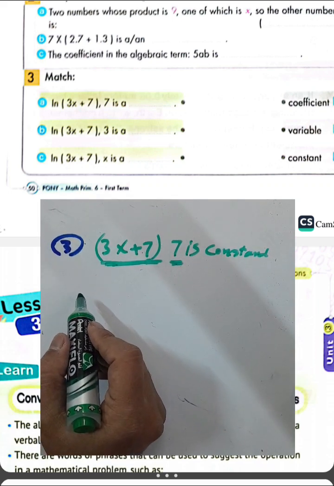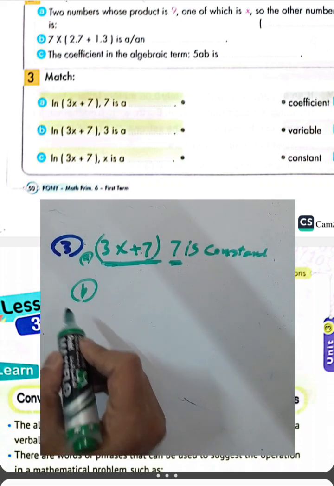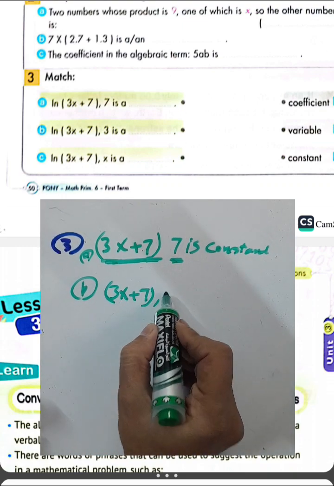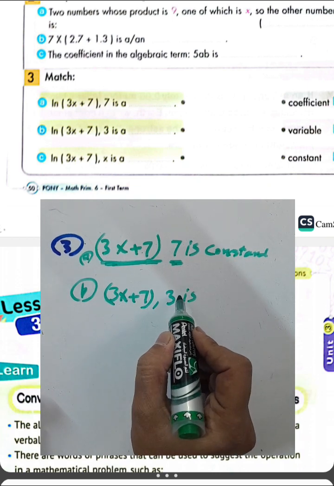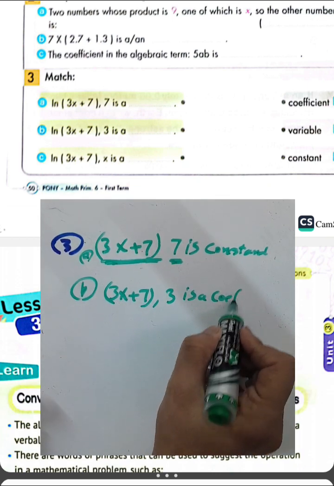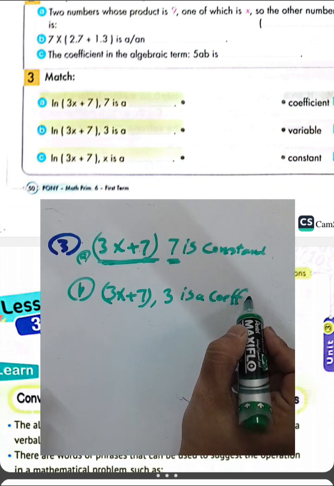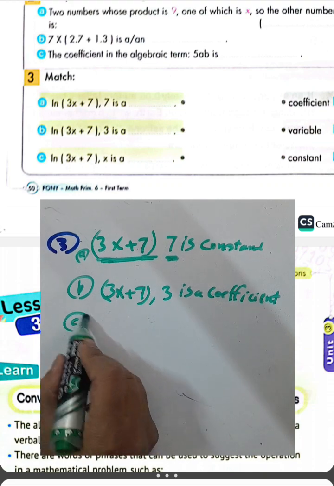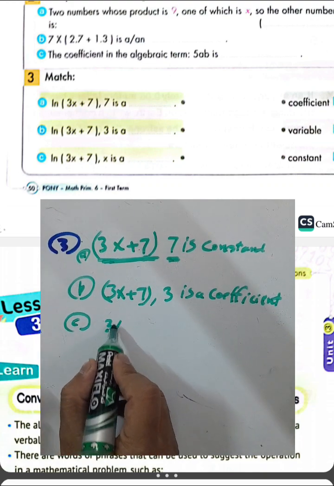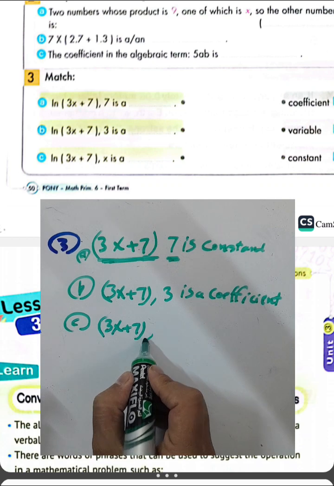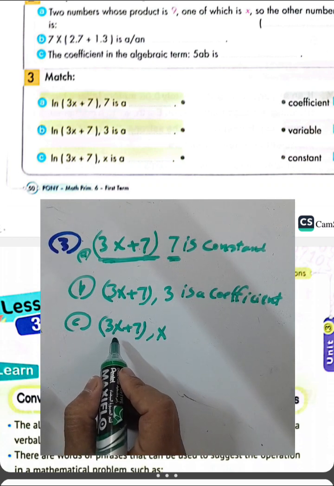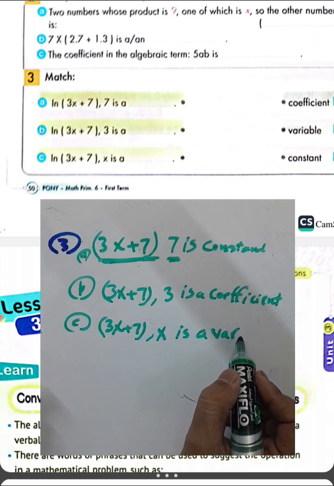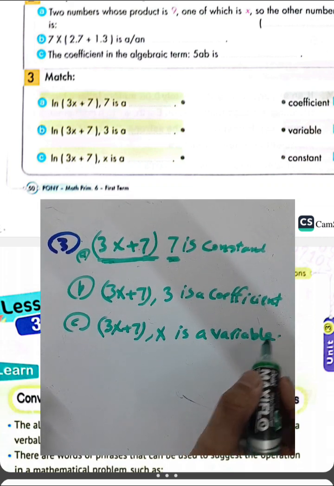Next question, letter B. In 3x plus 7, 3 is a coefficient. We call it a coefficient. We call it what? Coefficient. Question letter C. In 3x plus 7, x we call a variable. It is a variable. Okay.